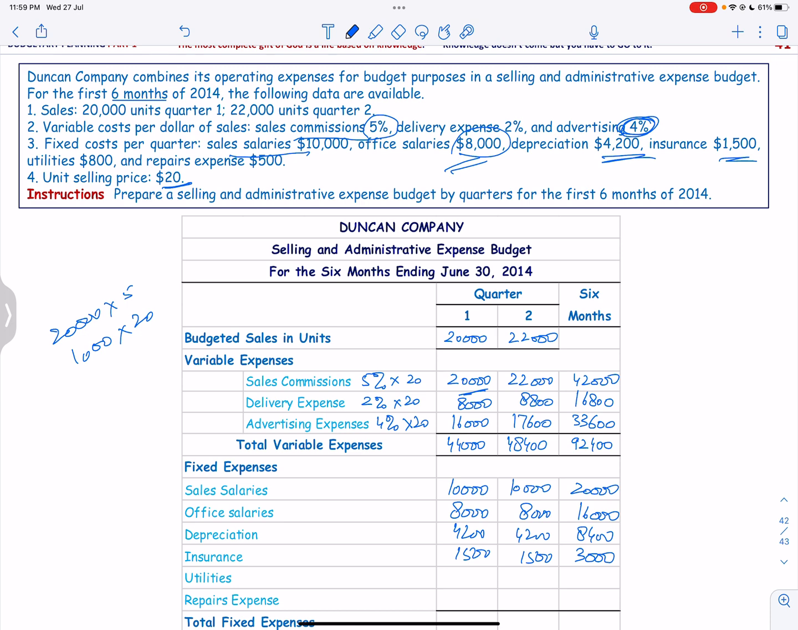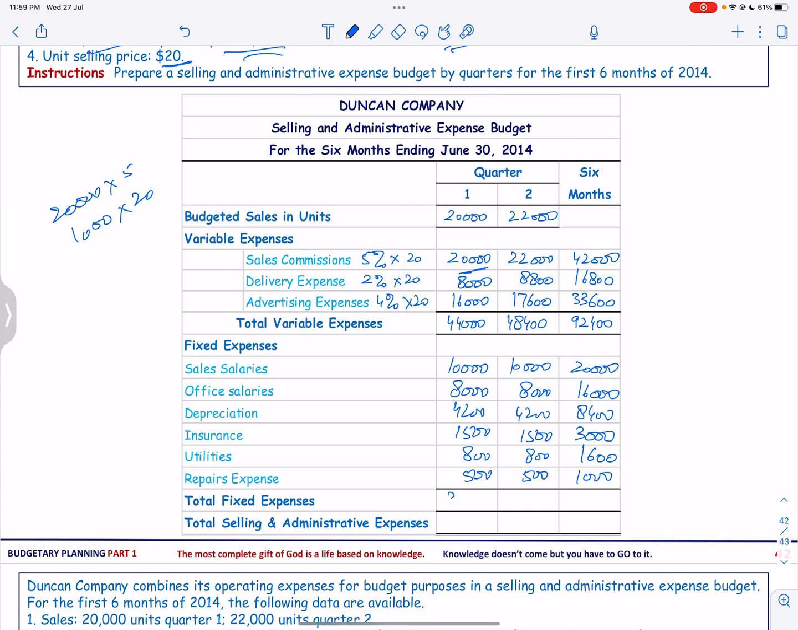Then we have utilities of 800 and 800, that makes 1,600. And then repair expense is 500, and that makes 1,000. So the total will be 25,000 for each quarter, and the total will be 50,000. The total selling and administrative expenses will be the total variable cost plus total fixed cost. So that is 69, and 73,400, and the total will be 142,400.